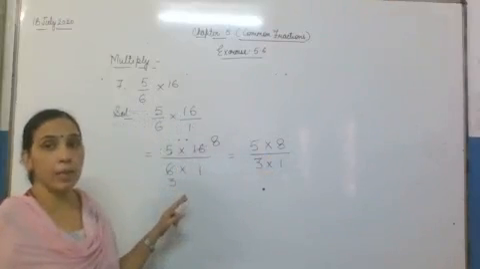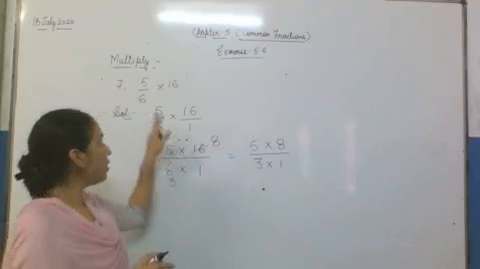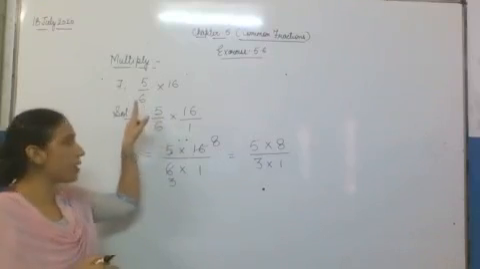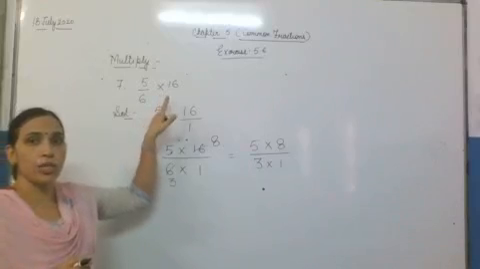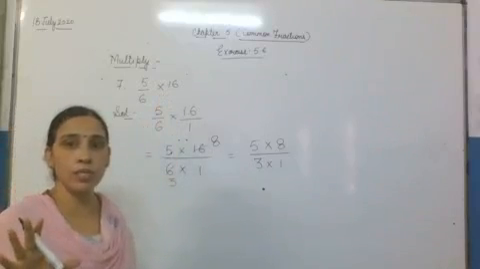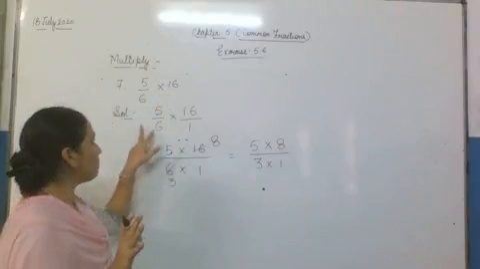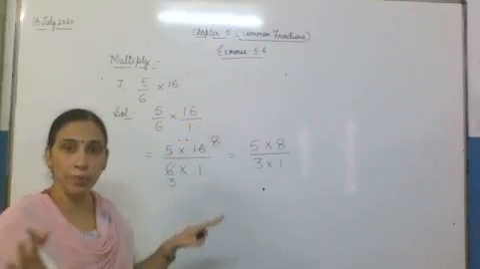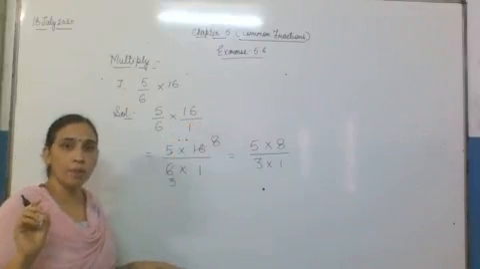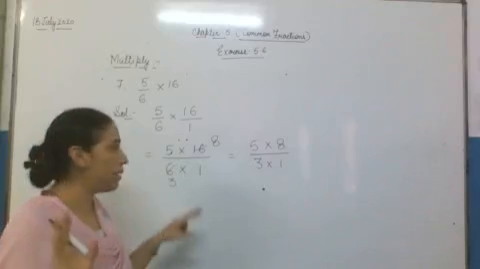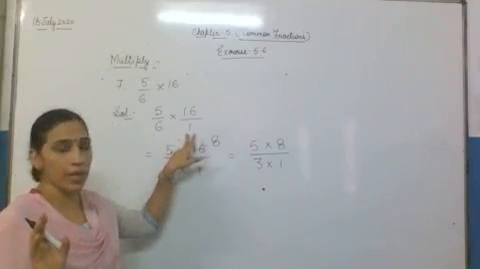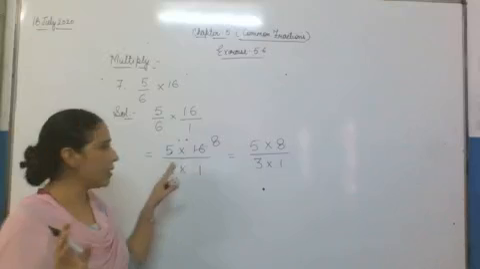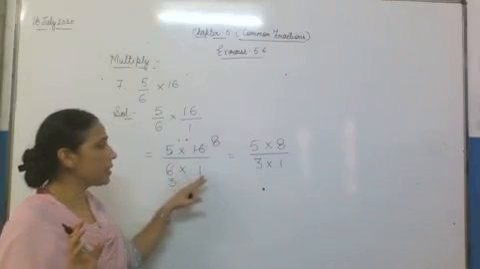Now understand this step again. What is given? In this question, a proper fraction is given to you, which is 5 by 6. Now 5 by 6 is going to multiply by a whole number, which is 16. So 5 by 6 multiplied by 16. Now we don't have a denominator in the whole number, so in the place of the denominator we will write 1. After that, 5 is going to multiply by 16, and 6 will be multiplied by 1.